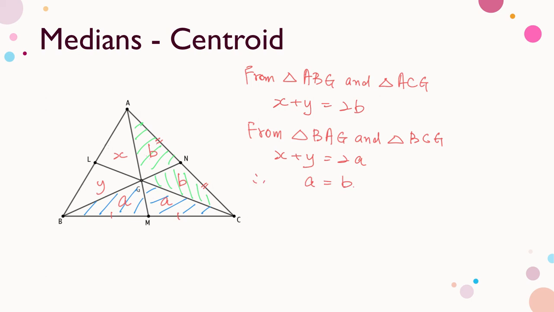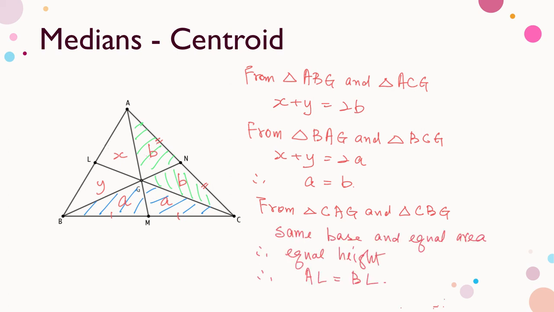Consider triangle CAG and triangle CBG. We have the same base and equal areas. Thus, their heights are equal, and therefore, AL equals BL. That is, L is the midpoint of AB, or CL is the median. In other words, the three medians, AM, BN, and CL, are concurrent at G.